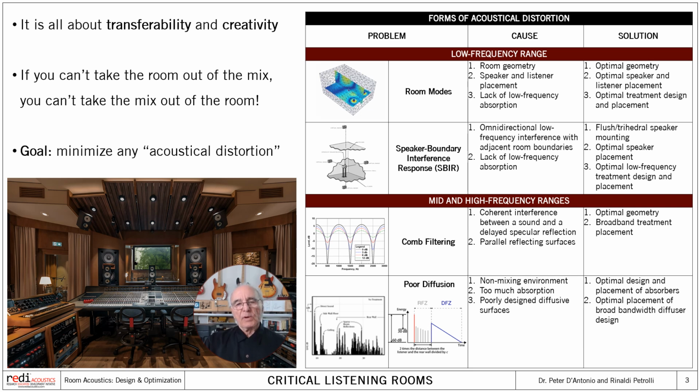Finally, pore diffusion results from a non-mixing environment or excessive absorption. It can be controlled using sound diffusive surfaces and ensuring that the diffuse reflections arrive at the listening position from angles with low interaural cross-correlation to maximize the sense of envelopment.